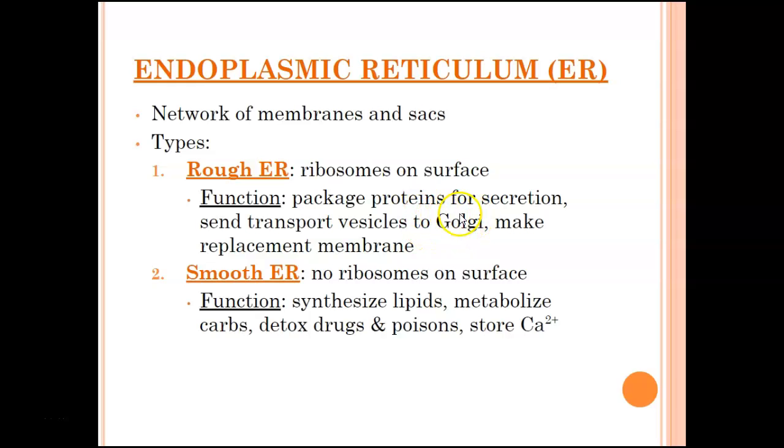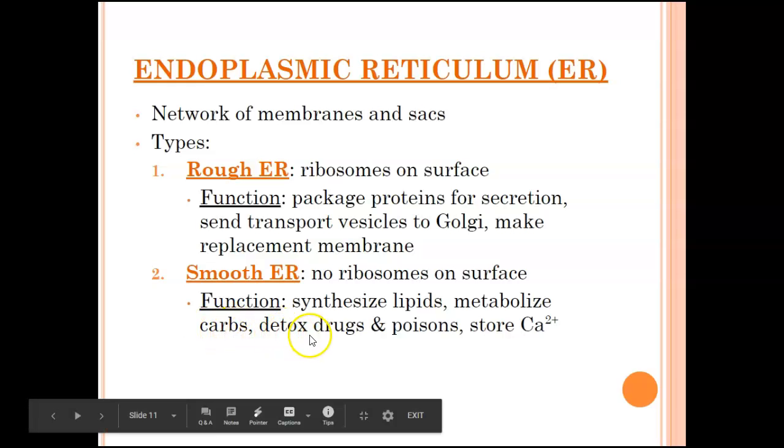The Golgi helps with that. More on that later. Compare that to the smooth ER, which lacks ribosomes on its surface. Since it's lacking ribosomes, it will not make proteins. The smooth ER's function, rather, is to synthesize lipids, also metabolize carbs, which means to break down those carbohydrates. It can also detox drugs and poisons and even store calcium ions. The huge purpose for calcium ions will be discussed later on in the class.